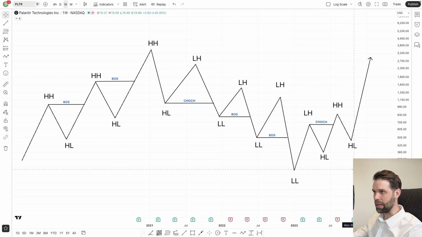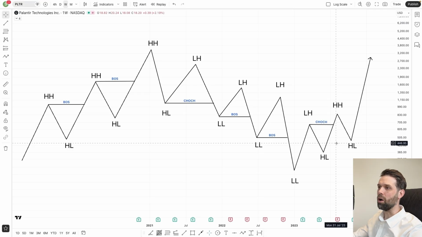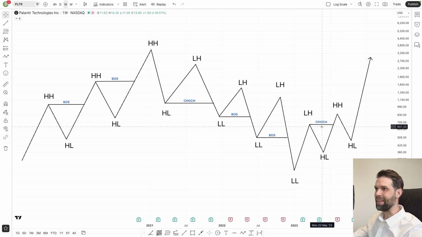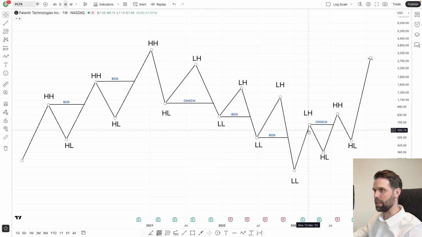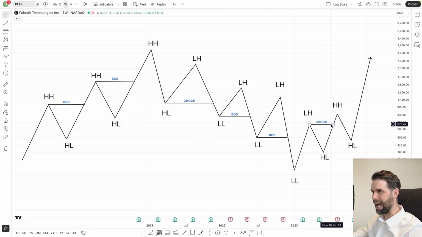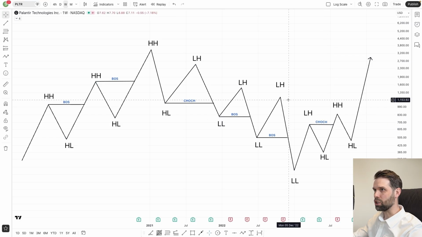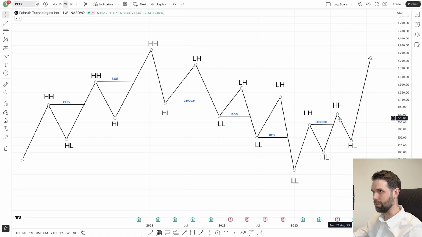Now, this change of character is what we sometimes call a fake out or an unofficial change of character. That's because this high is not associated with a break of structure to the downside. So sometimes what happens is price comes up after this change of character and gets close to this previous resistance zone, and it gets sold off and comes down lower here, and the trend retraces lower.